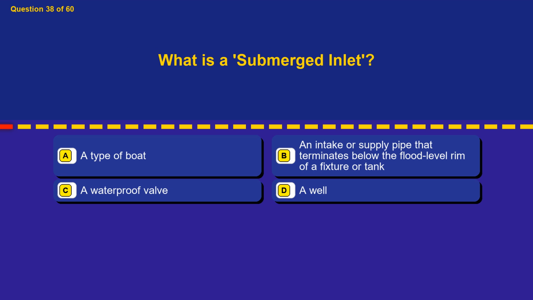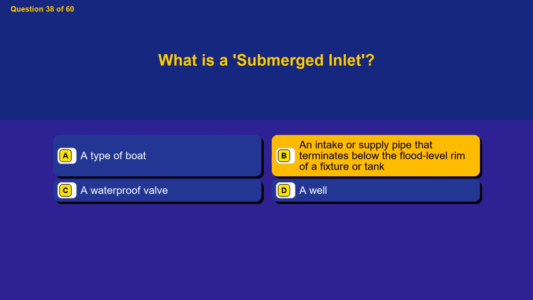Question 38. What is a submerged inlet? Option A, a type of boat. Option B, an intake or supply pipe that terminates below the flood level rim of a fixture or tank. Option C, a waterproof valve. Option D, a well.